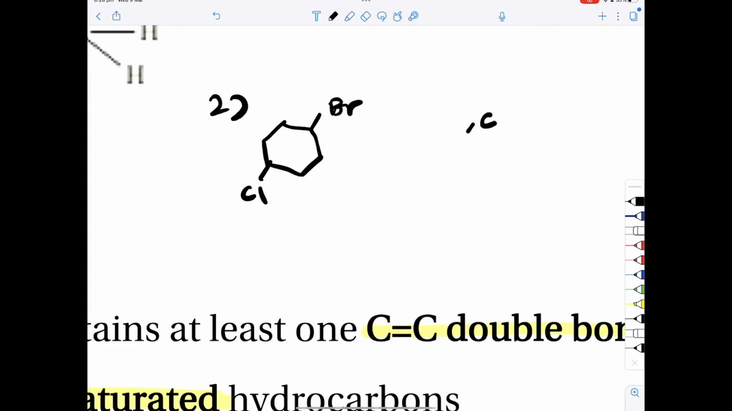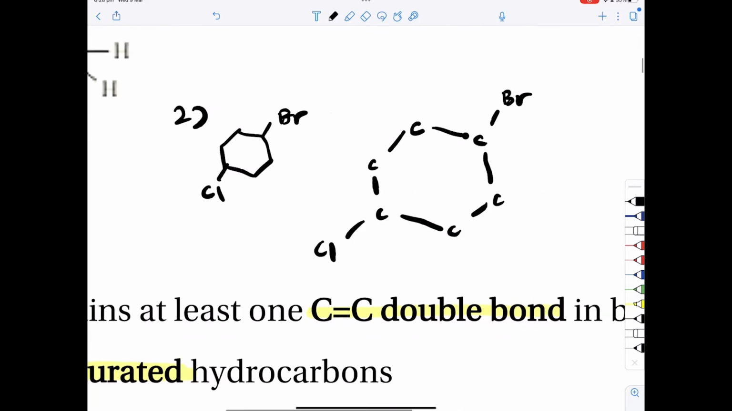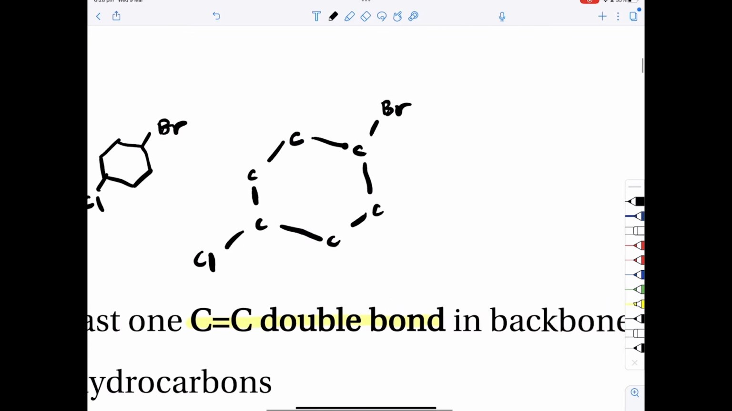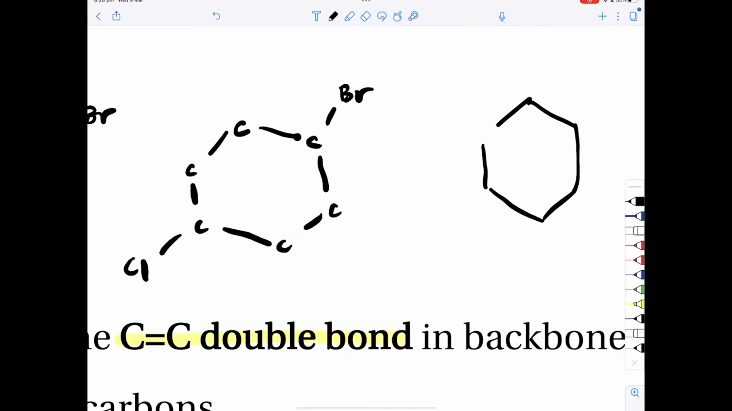So let's draw this in expanded formula again. Like I said, I don't like looking at skeletal formula. It's confusing. So draw the expanded formula. There's a bromine here. There is a chlorine here. Now, I'm just going to draw a ring form to save time. If I move the bromine here, and I move the chlorine here, restart, according to your naming, what would the structure on the right be called?